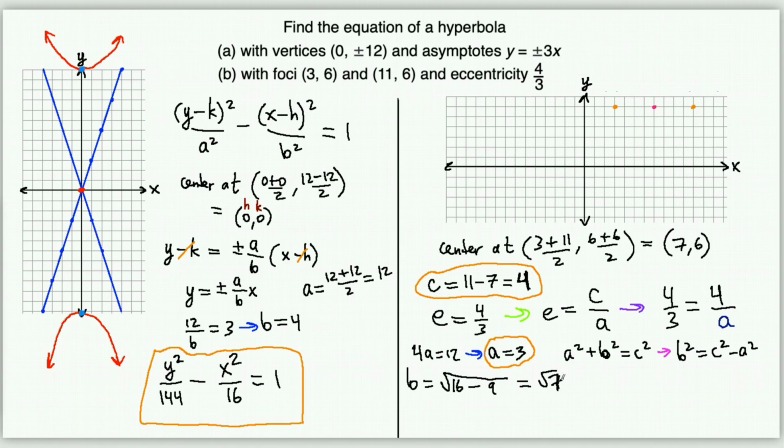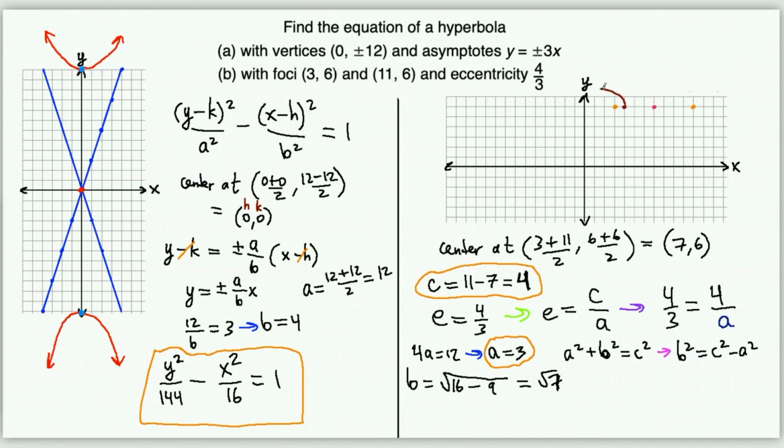So the b value is radical 7, and the a value is 3. We can use the a value because a is the distance from the center to the vertex, and that's 3. As you can see, it makes sense because the vertex is closer to the center than the focus.